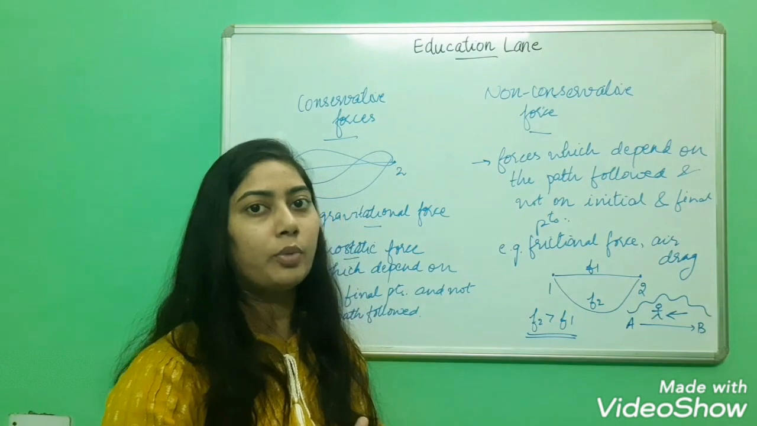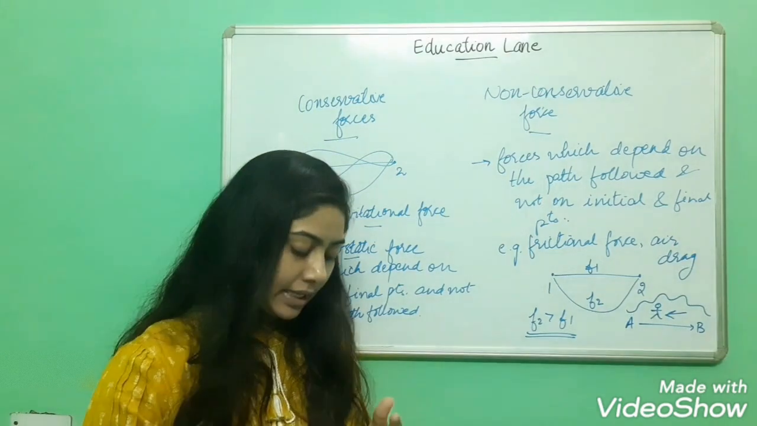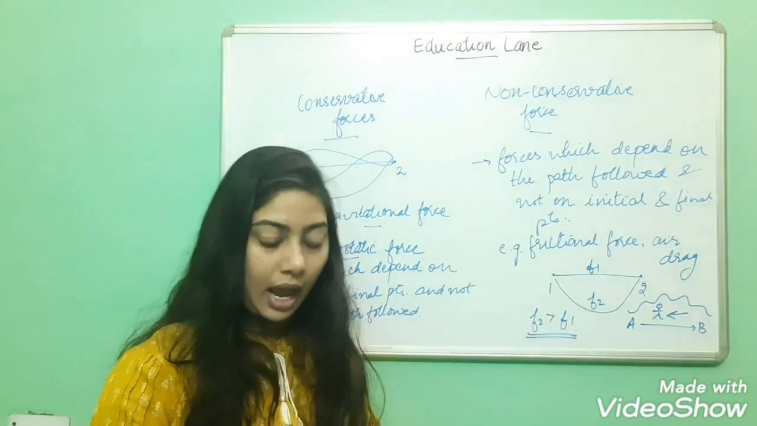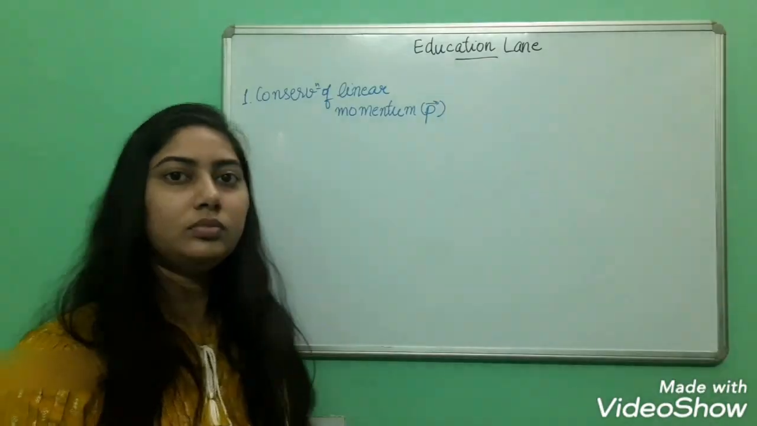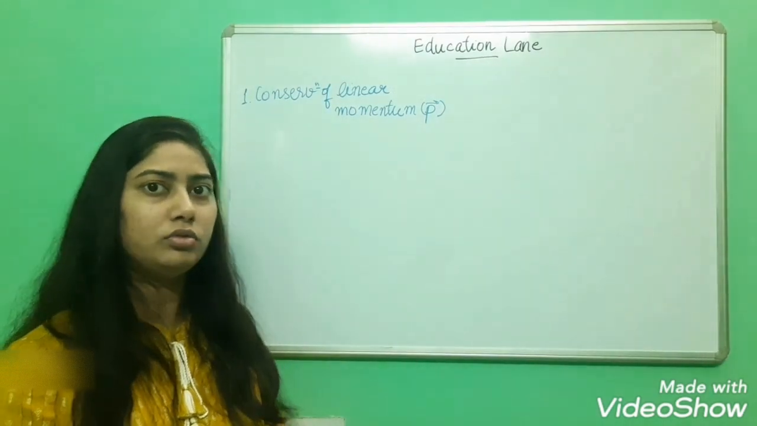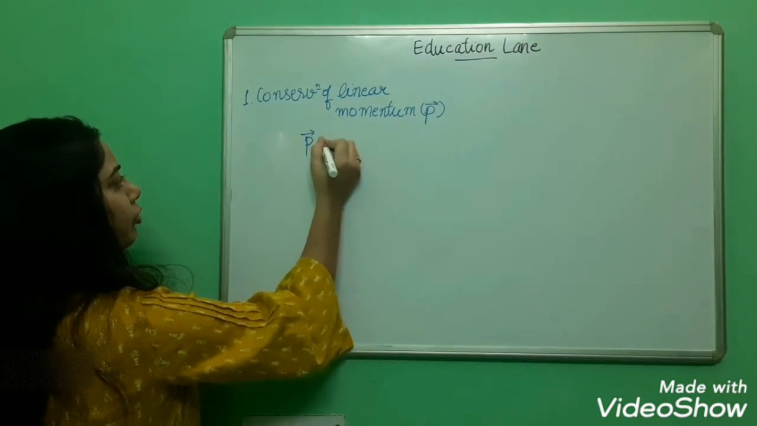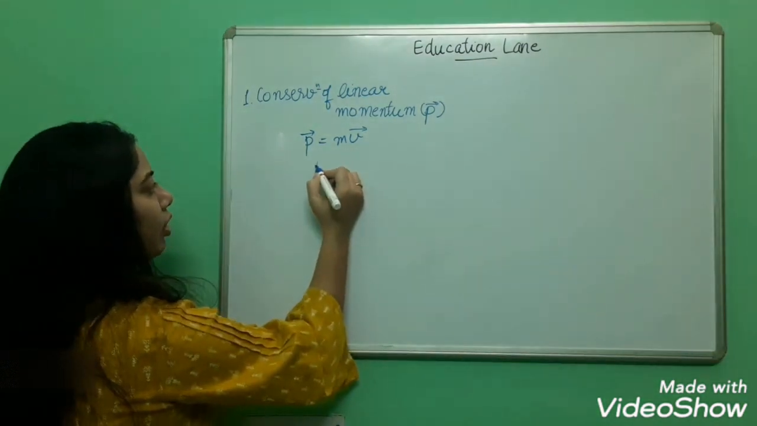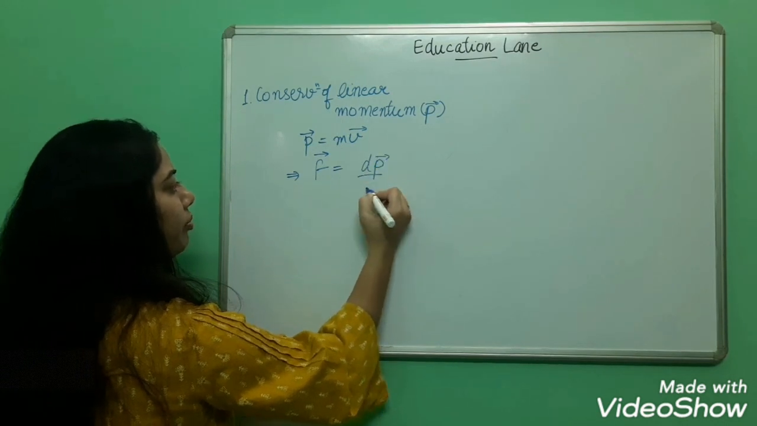So now let's get started with the conservation laws. There are basically 3 conservation laws which I am going to tell you: conservation of linear momentum, conservation of energy, and conservation of angular momentum. So conservation of linear momentum. Linear momentum I have already told you in this video. What is linear momentum? The formula for it is mv. According to Newton's second law, it is related to force in this form.